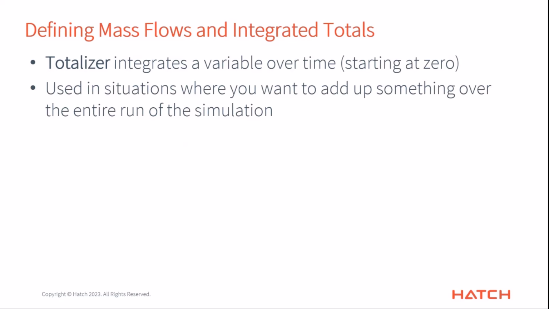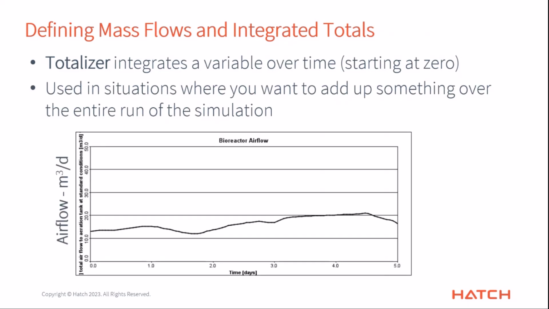Right. Okay. So the totalizer basically is something where you are going to integrate a variable over time. So it's called totalizer in the menu. It probably should really just say total, but the idea is it's an integration of something over a period of time. And it's essentially where you want to add something up over the entire run of the simulation. So just to sort of put that in context, let's say, for example, we're running this 5-day simulation.